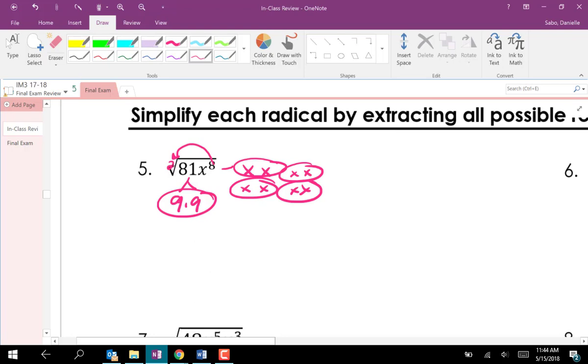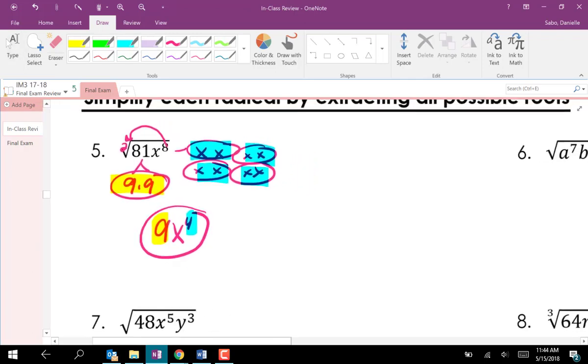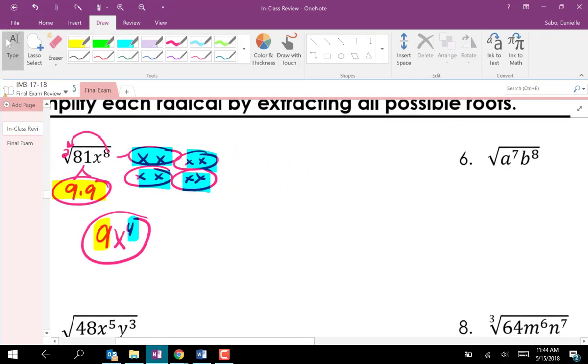Everyone's at a different level at this time, I think. Some of you can go right to the end without even showing any work, and some of you can't, and that's okay, as long as you keep working towards it. So my final answer would be 9x to the 4th. Why? Because I have one group of 9 that came out, and in blue I have 1, 2, 3, and 4 groups of x's that came out, and that's why we get that answer. We just worked on these, so hopefully it's a little bit easier for you.